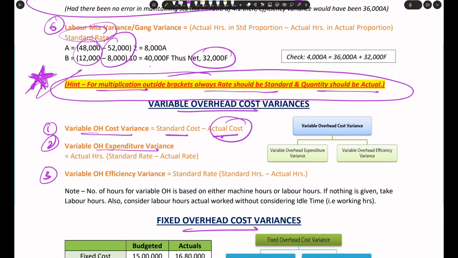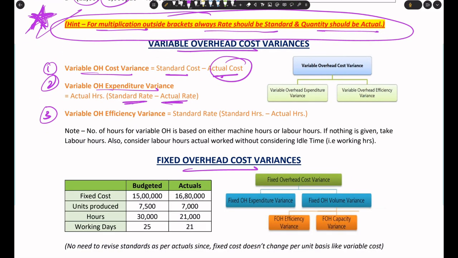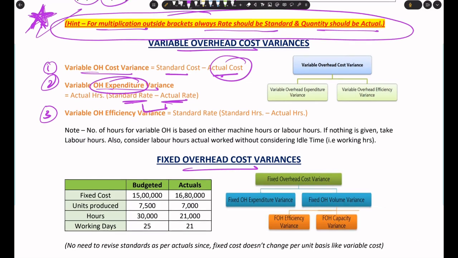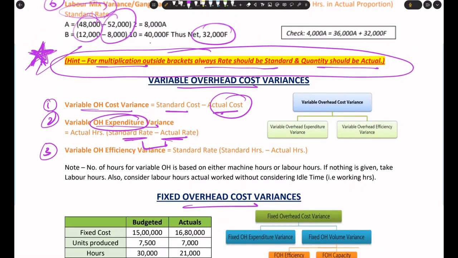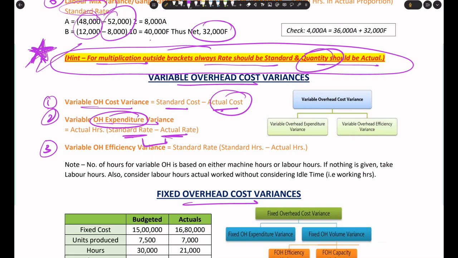When rates are inside, we have to keep the hours outside, because this is logical. You are changing the expenditure, so you have to calculate the expenditure variance. For expenditure variance you have to see what amount of difference there is in the rate. So the rate has to be changed, and in the bracket there has to be the rate difference. Outside there will be hours, and the hours will be actual. So this is the logical approach.